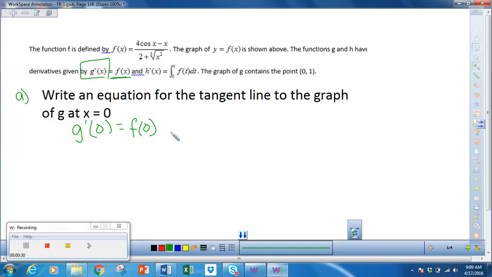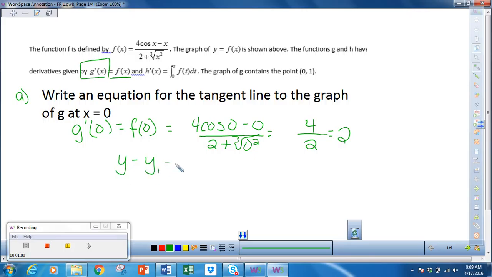So just doing a quick evaluation of this, we get 4 cosine of 0 minus 0 over 2 plus the cube root of 0 squared, which, since cosine of 0 is 1, becomes 4 over 2, which is 2. That is the slope of the line. And then we're just going to use y minus y1 equals m.